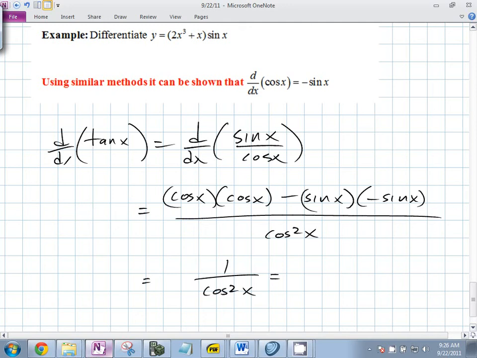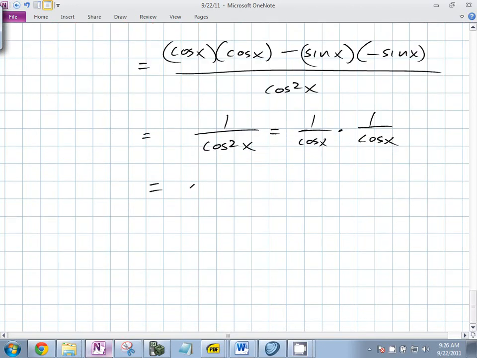What is 1 over cosine squared? Well, that's 1 over cosine x times 1 over cosine x. What is 1 over cosine? Secant. So this is just secant squared x. So you just proved that the derivative of tangent x is secant squared x. That is another one that you'll have to know immediately, like instantaneous recall. Derivative of sine is cosine, derivative of cosine is negative sine, derivative of tangent is secant squared. You need to know these cold.